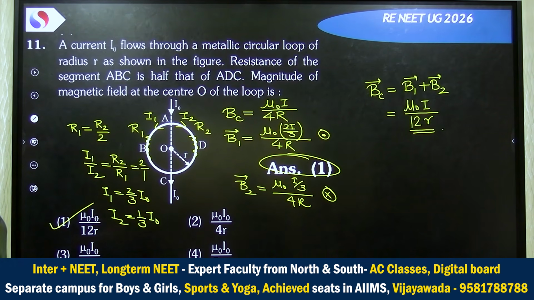Right. For this question, if you do the basic questions of magnetic field and you are very well aware of the directions, how to find out, how to distribute the current in the parallel combinations, easy question then. Otherwise, little of moderate side.